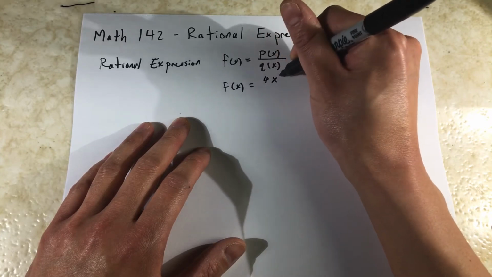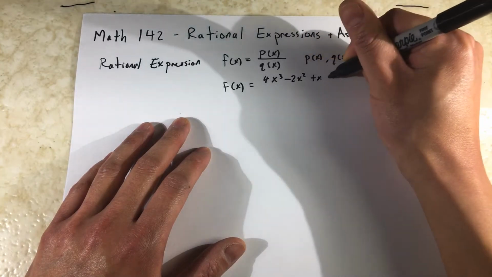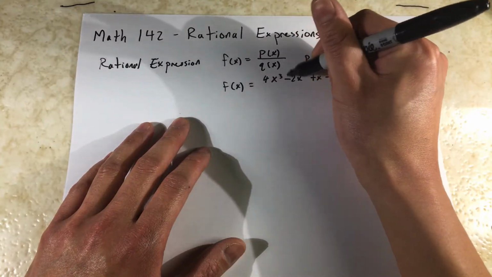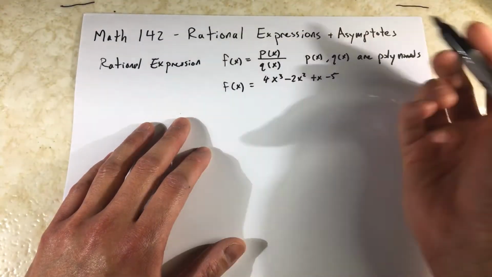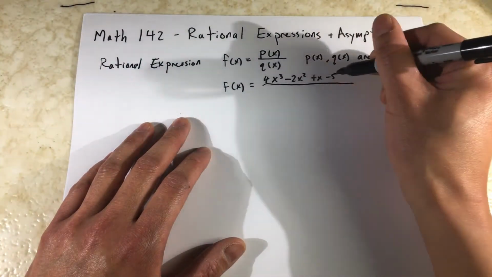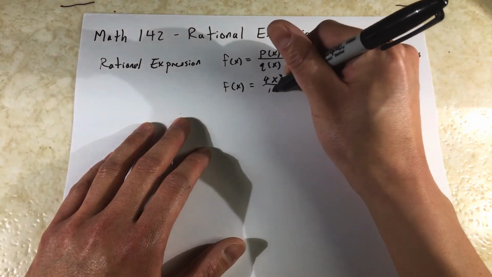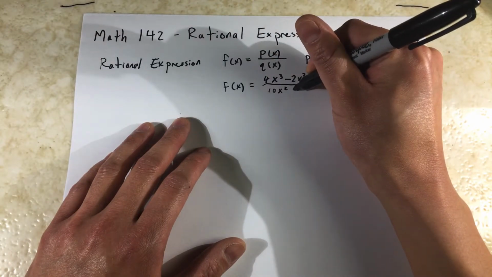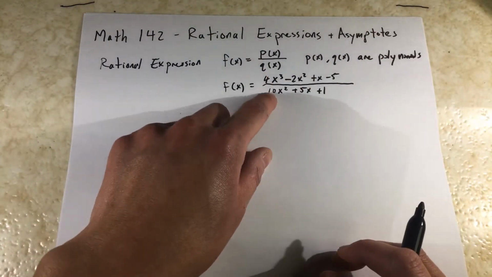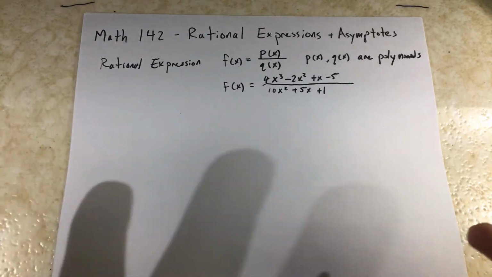So let's say we have 4x cubed minus 2x squared plus x minus 5. This would be a polynomial where the highest power of x is x cubed, but it could be anything. It could be x to the 100. And then each term is a different power of x. All right, over something like 10x squared plus 5x plus 1. So the denominator only goes up to x squared. But again, it could also be anything.